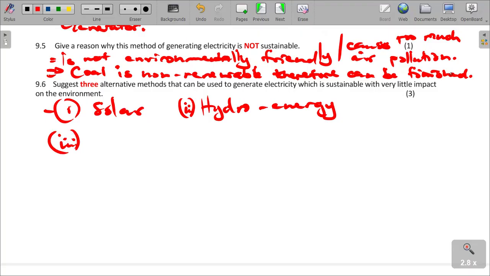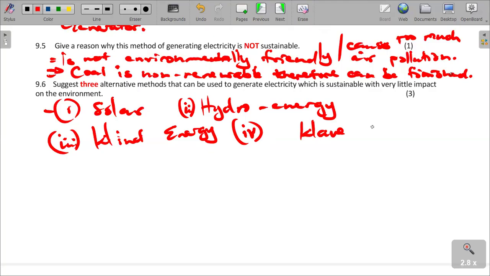Also, we can talk about wind energy. Wind energy can be used. And then we can also talk about geothermal energy, which can also be used, or we can also use wave energy. Those are other alternative sources of energy that can be used.